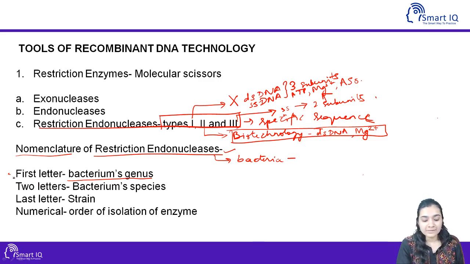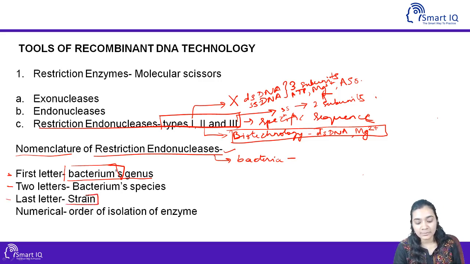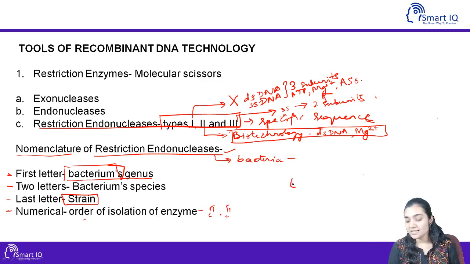While we are naming a restriction endonuclease, the first letter is the particular bacterium's genus. The next 2 letters are the bacterium's species, and the last letter is the strain of the bacteria. Now we all know we have different strains of bacteria, so we are going to use them for naming the restriction endonuclease. And then the numeral is the order of the isolation of the enzyme. Now it is usually in Roman numerals. So I'll give you an example. There is a restriction endonuclease called EcoR1. So what does this tell you? EcoR1. The first letter is the bacteria's genus, Escherichia.